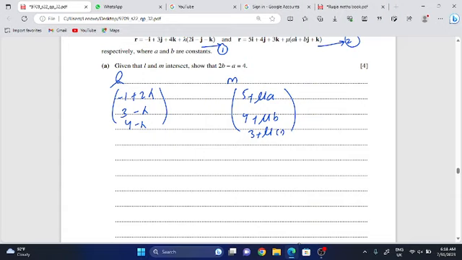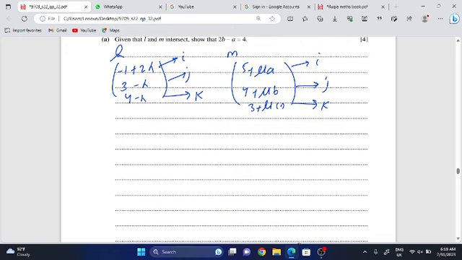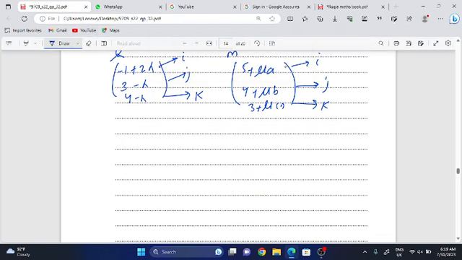Then I have to construct the equations. I have to compare the i coordinate of L with the i coordinate of M, the j coordinate of L with the j coordinate of M, and the k coordinate of L with the k coordinate of M. This is my i, this is also i in the direction way. This is j, this is also j. That is k, and that is also k. So let's do the comparison.